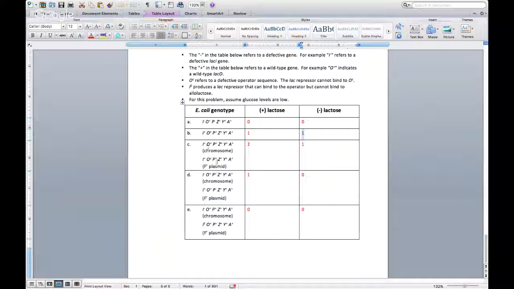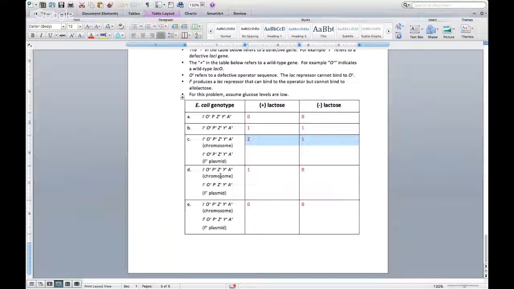For the third, with the plasmid, I'm trying to remember what's different. Oh yeah, the O's are different in the plasmid. So O^C refers to a defective operator sequence. But since that's just in the plasmid, we're going to get 2 in the plus lactose and then 1 in the minus lactose because of that.